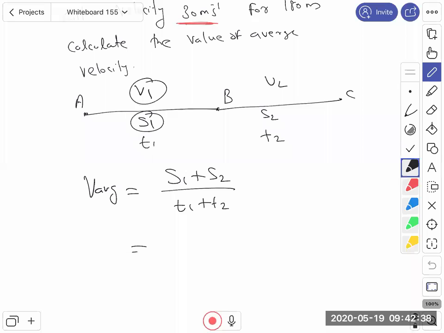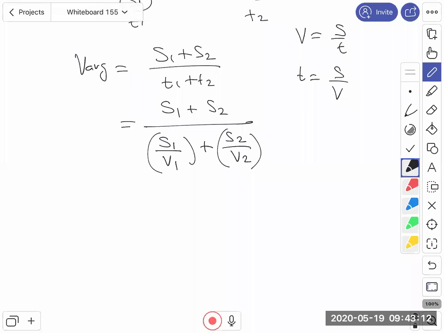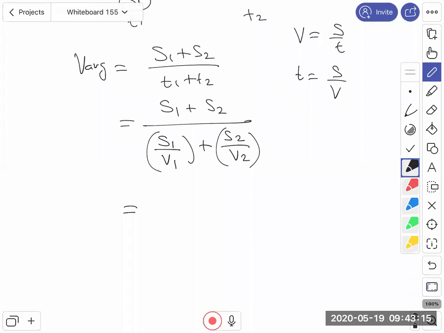Now over here, this displacement is given in the question, but time is not given. So from the equation, velocity is equal to displacement by time, we can write time as equal to displacement divided by velocity. So you can write displacement in first situation plus displacement in second situation, divided by, instead of time, displacement in first situation by velocity in first situation plus displacement in second situation by velocity in second situation.